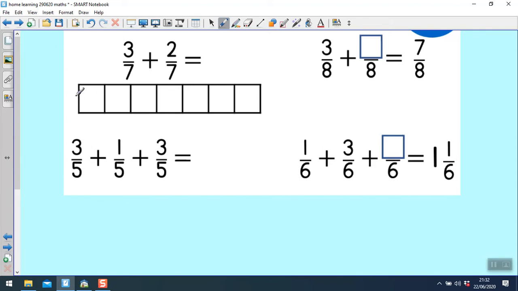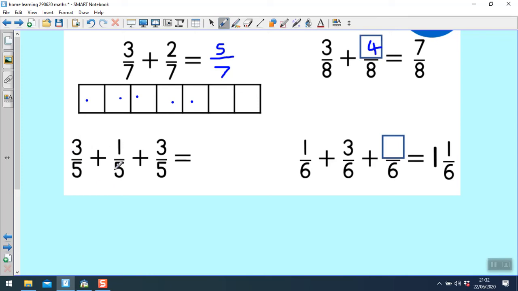So here I've got sevenths, I've got 3/7, and I'm going to add 2 more sevenths. So now I've got 5/7. I haven't suddenly got 14ths. My denominator stays at 7. 3/8 add how many eighths makes 7/8? That could be elephants or cats or pennies. 3 pennies plus how many pennies equals 7 pennies. So it's going to be 4.